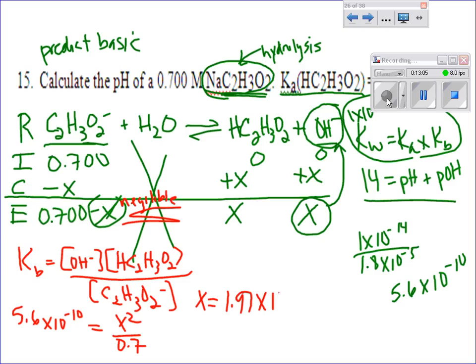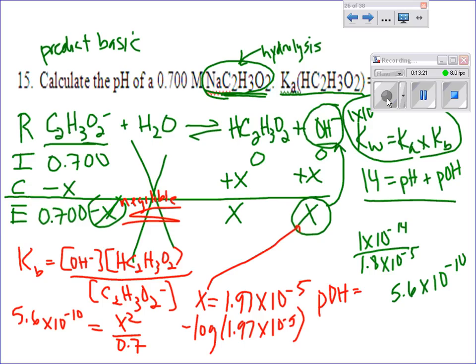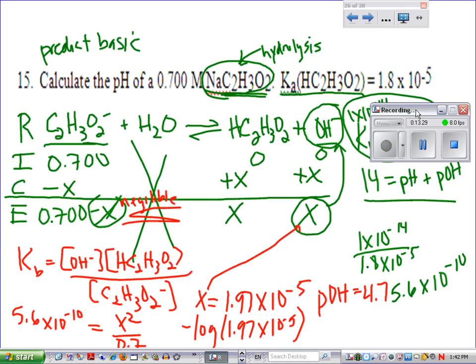(1.97 times 10 to the negative 5th. And how do we find pH from that? The negative log of that gives us what? pOH. So pOH is equal to, let's see, in our K we had 2 sig figs, so I need 2 decimal places.